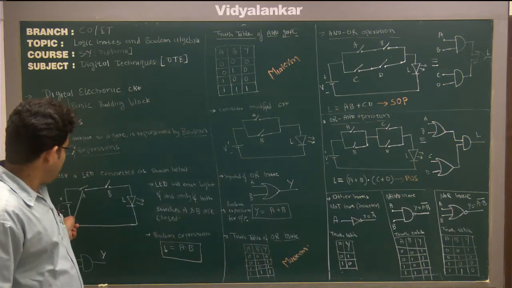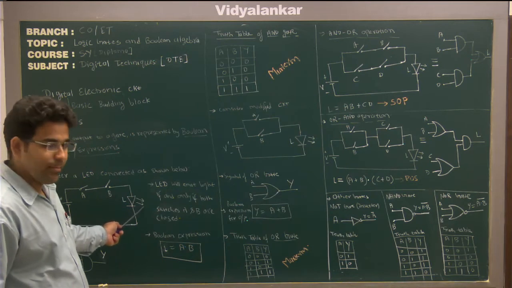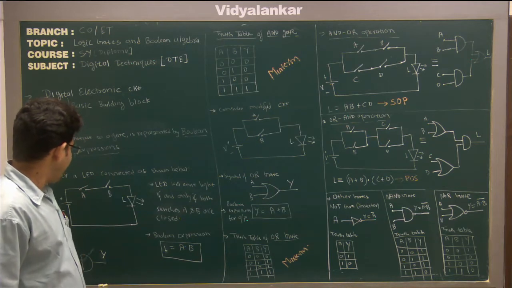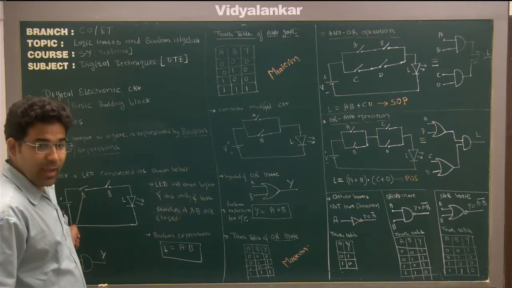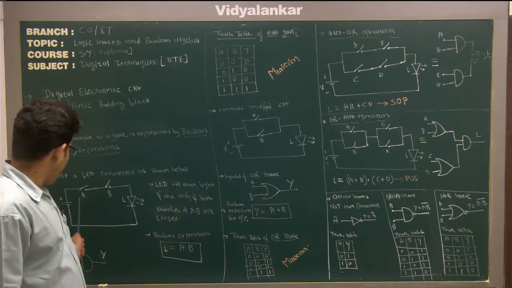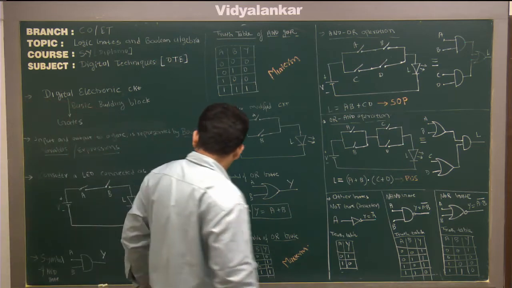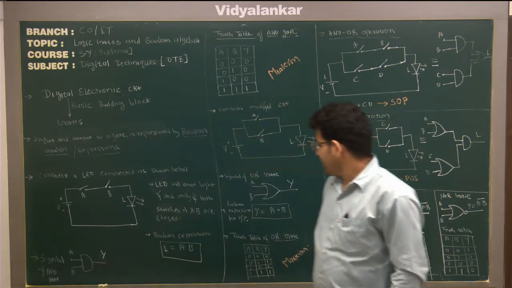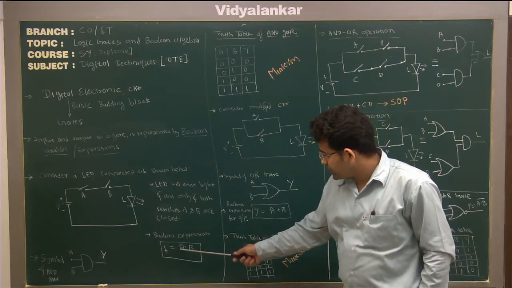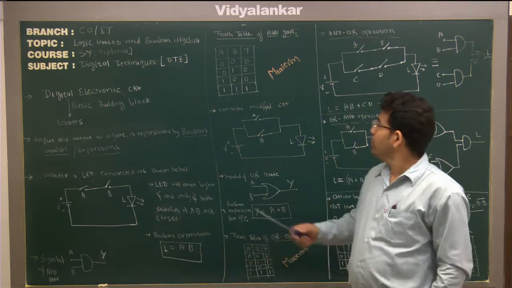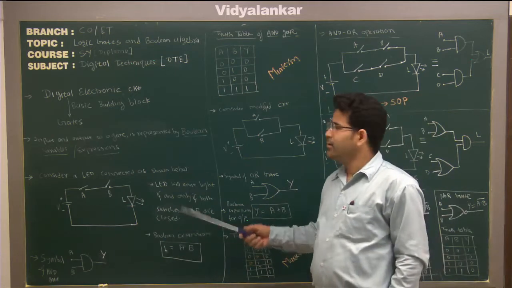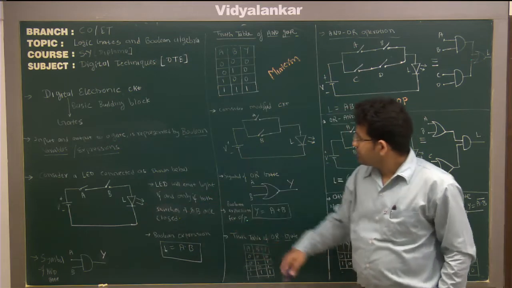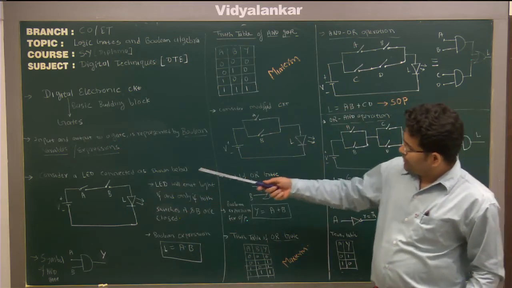So now if A is closed, B is closed, then only light will be there from this LED. This kind of operation is known as an AND operation. A and B. So we say AND operation. In digital circuit, this AND operation is represented by AND gate. And logical expression for this is A dot B or A into B, or I read it as A and B.